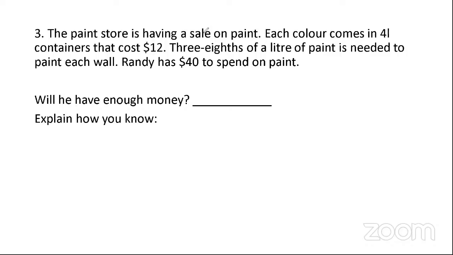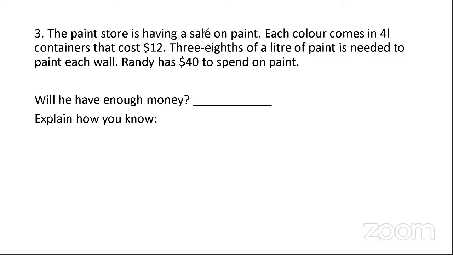All right, so Alicia says yellow, blue, red. Definitely, he only needs three colors of paint. Remember, he's painting four walls. One will be in red, so I need a red paint. One will be in blue, so I need blue paint as well. And two of the walls will be in yellow, so he needs yellow paint. He needs three colors of paint.